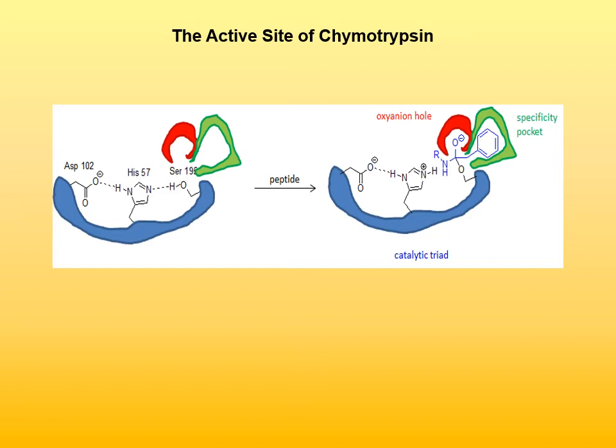And when a peptide interacts with the active site, you see what happens. The specificity pocket interacts with the side chain of the peptide, while the oxyanion hole stabilizes the tetrahedral intermediate through interaction with what used to be the carbonyl oxygen. And of course, the catalytic triad involving histidine participates in the reaction.